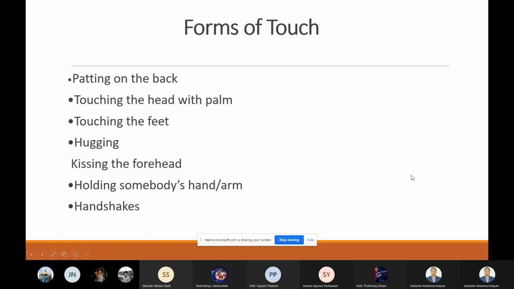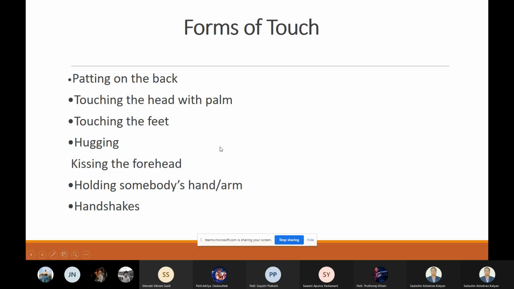Okay, so there are various forms of touch. Whenever we are hugging, and whenever we give handshakes to strangers or to our boss, and whenever we hold someone's hand or arm, especially on the road, for those who are in need, this is also considered a form of touch. And kissing on the forehead, especially parents kissing their children on the forehead, is also considered a form of touch.